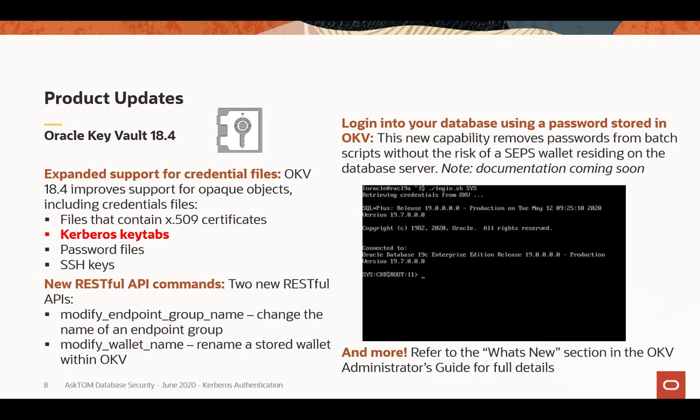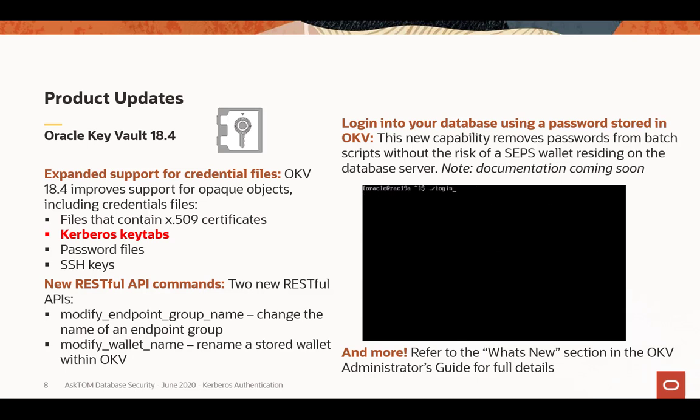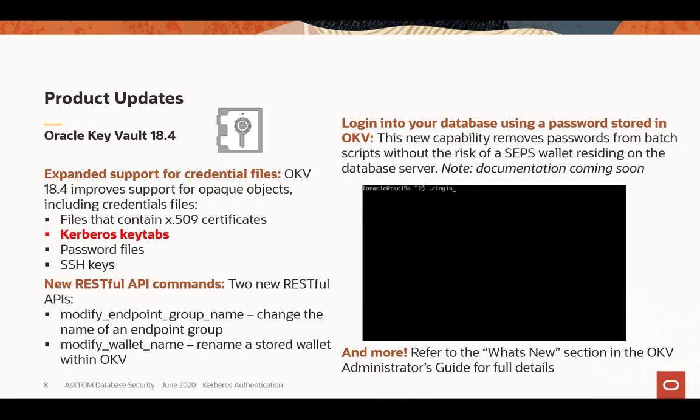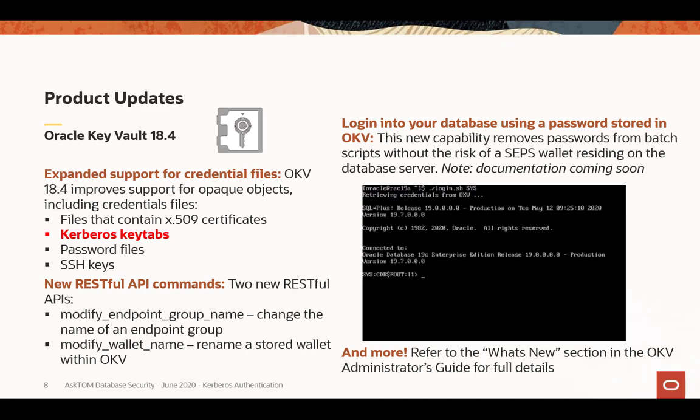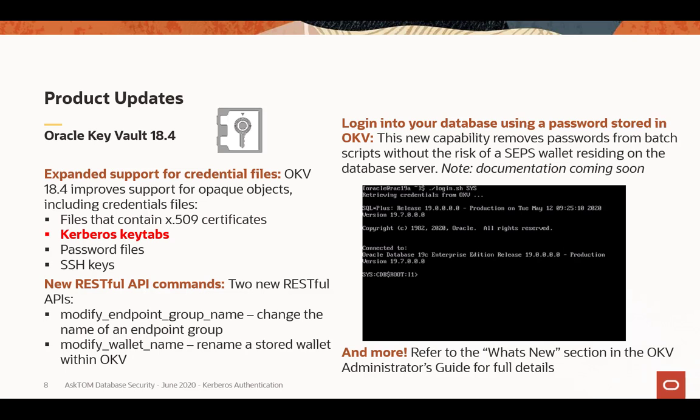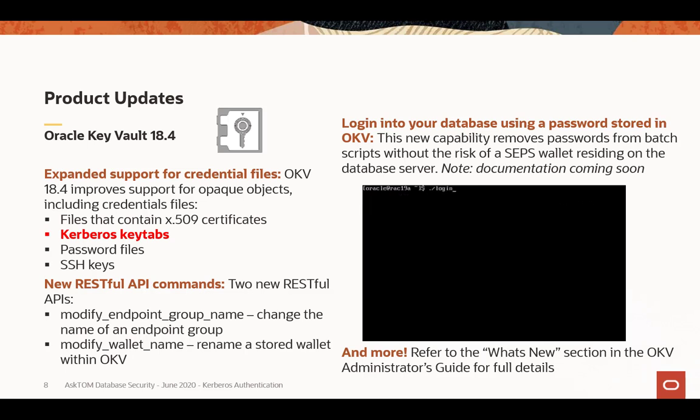is the ability to store passwords for database accounts in Key Vault, and then retrieve those passwords for use in batch or cron jobs. What this means is, instead of having your passwords hard-coded into a batch script, or instead of having a local secure external password store wallet residing on the database server, your database server subscribes to the password in Key Vault. When you change a password in a database, all you have to do is update the stored password in Key Vault, and every client of that password gets the new value immediately.